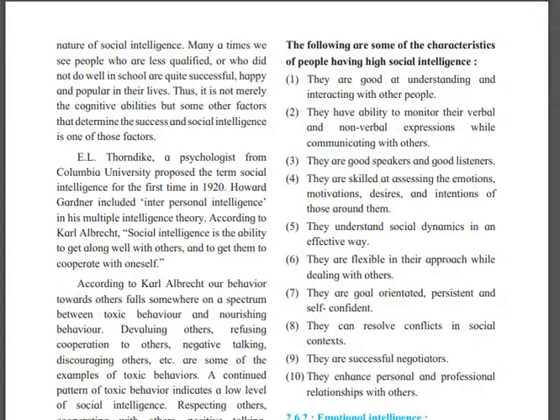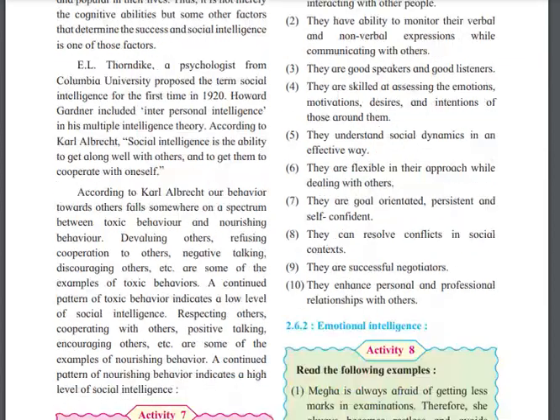E. L. Thorndike, a psychologist from Columbia University, proposed the term social intelligence for the first time. Thorndike proposed the term in 1920, and Howard Gardner included interpersonal intelligence in his multiple intelligence theory. According to Karl Albrecht, social intelligence is the ability to get along with others and get them to cooperate with oneself.